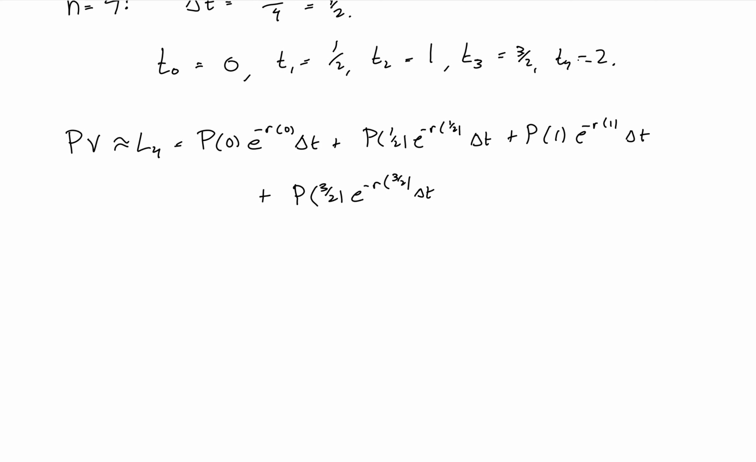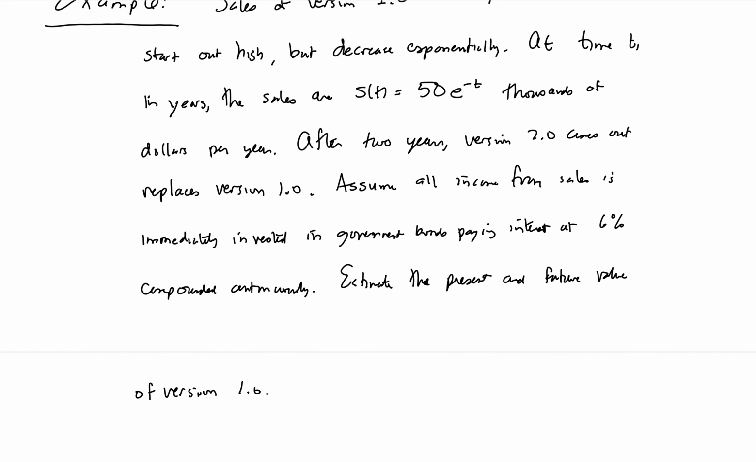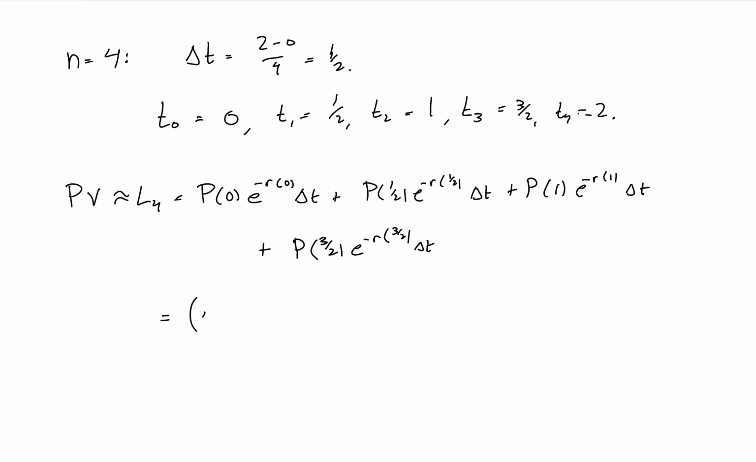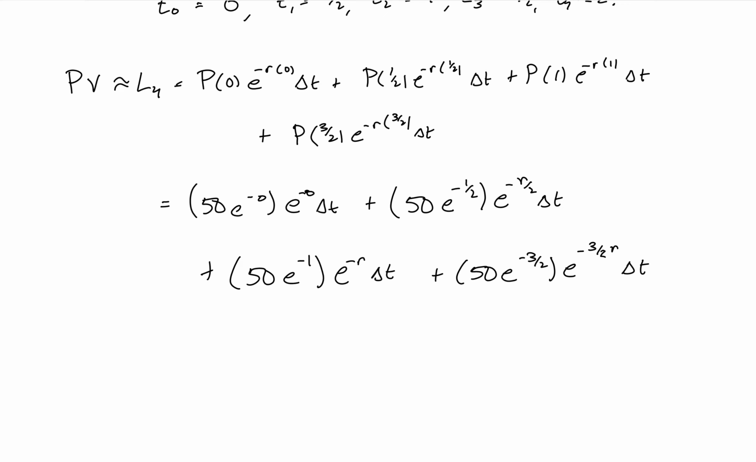And now we can put some of these things in. So let's leave our r's for the end. p of 0, remember our formula here is 50 e to the minus t. So this is 50 e to the minus 0, e to the minus 0, so that's just 1, delta t, plus 50 e to the minus 1/2, e to the minus r over 2, delta t, plus 50 e to the minus 1, e to the minus r, delta t, plus 50 e to the minus 3/2, e to the minus 3/2 r, delta t.